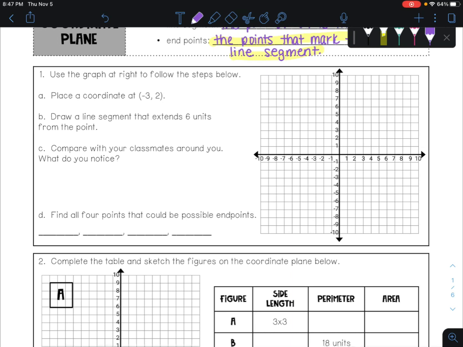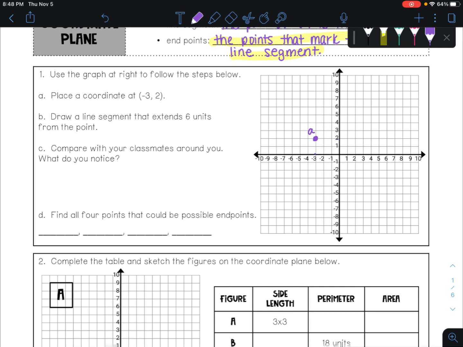For example 1, we'll use the graph to draw our first figure. For step A, let's place a coordinate at the point -3, 2. So start in the middle, go over to the -3, and then up to the 2. Our point's going to go right here, and I'll just call it A so that we remember that was step A.